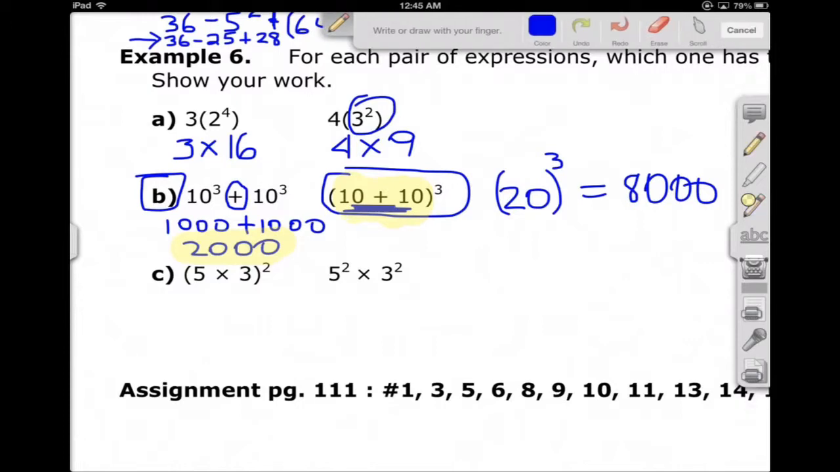Let's switch up colors. With brown. You have to do what's inside first. This is 15 to the second power. This is 25 times 9. Well, here's an easy way to figure that one out. 25 times 10 is 250.